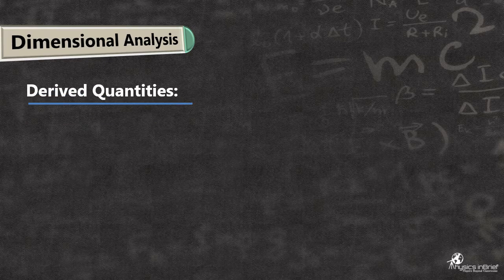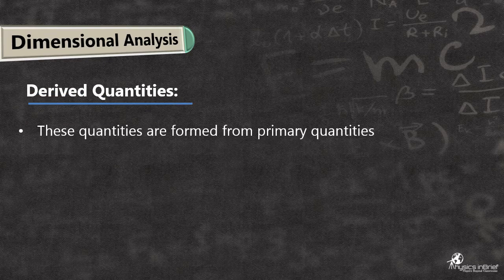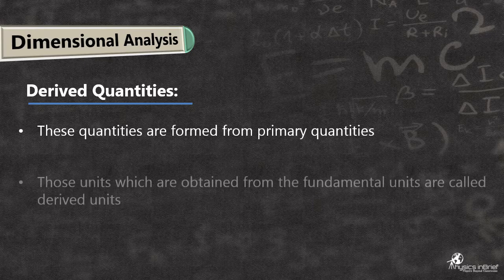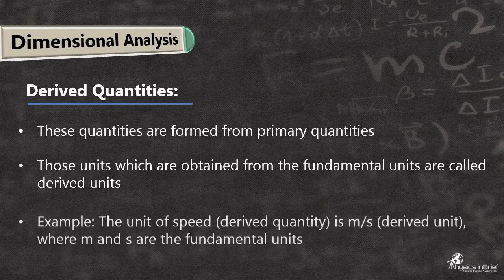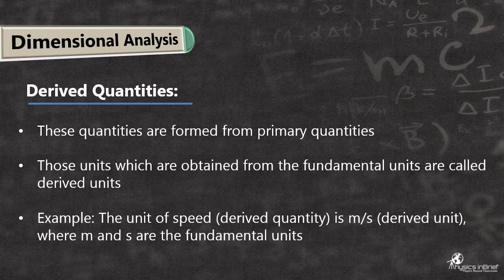Derived quantities. These quantities are formed from primary quantities. Those units which are obtained from the fundamental units are called derived units. Example: the unit of speed is meters per second, which is a derived unit, where m and s are the fundamental units.